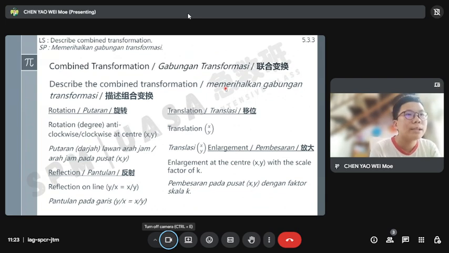Reflection on a line, either given a number for the line or given an alphabet for the line.